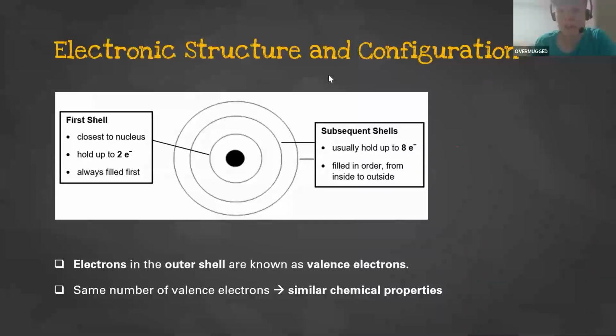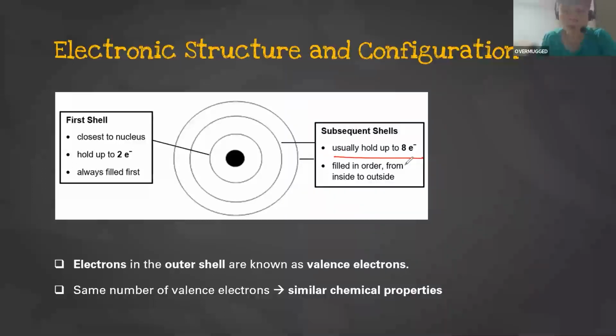Electronic structure and configuration. Whenever you see either of these words, what they are actually referring to is your something dot something dot something, all those things lah. How do you arrange the electrons in the electron shell? So in the inner shell, the first shell, usually it holds up to 2 electrons. It's always filled first. We always fill from inside, go to outside. Subsequent shells usually hold up to 8 electrons.